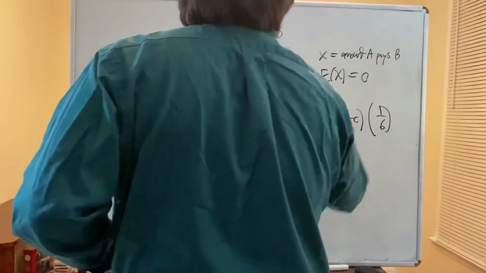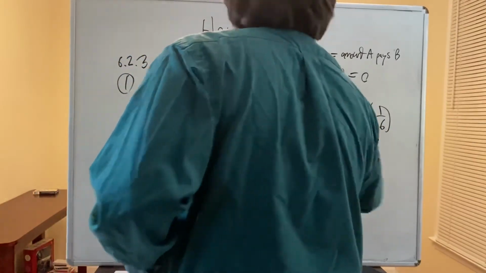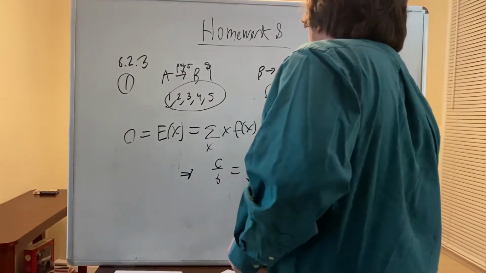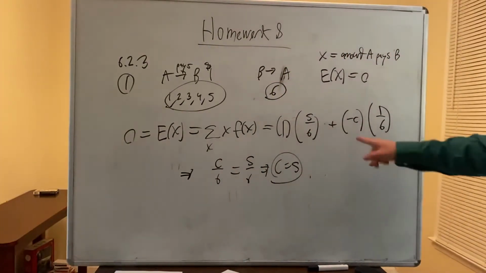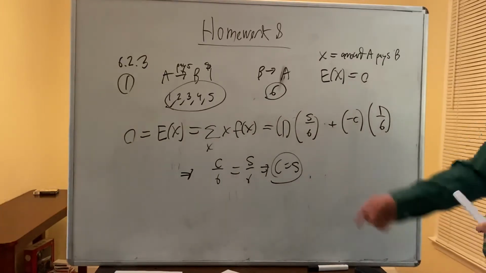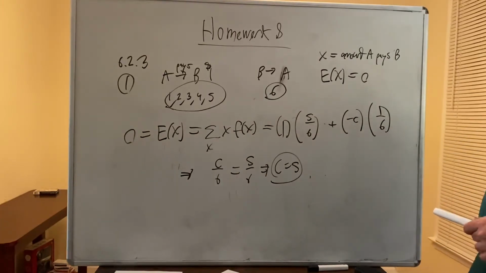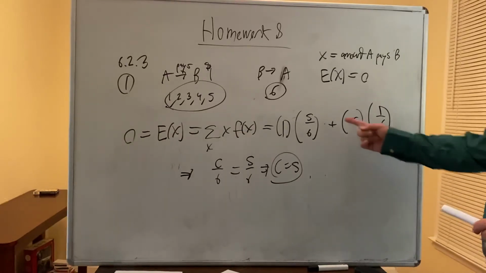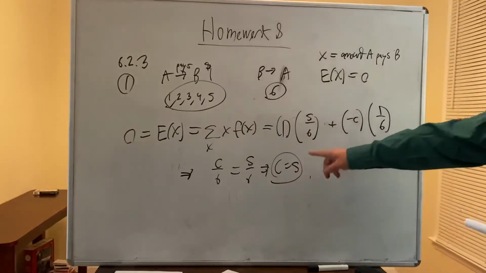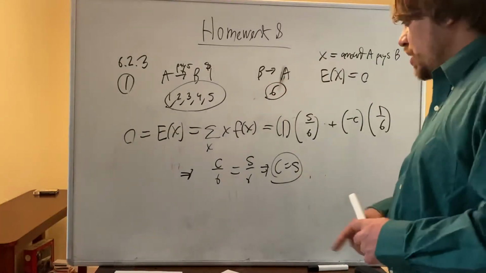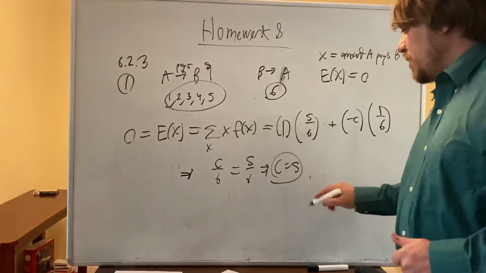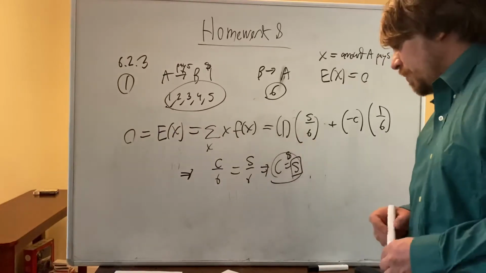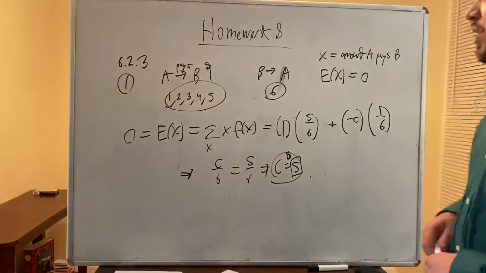And so that implies that C over 6 is equal to 5/6, so that implies that C is 5. So negative C is the amount A pays B if you roll 6. So C is the amount B pays A when you roll 6. So B pays A $5 when the outcome is a 6. So the answer is $5 right there. And so that's the answer to number 1 of 6.2.3.